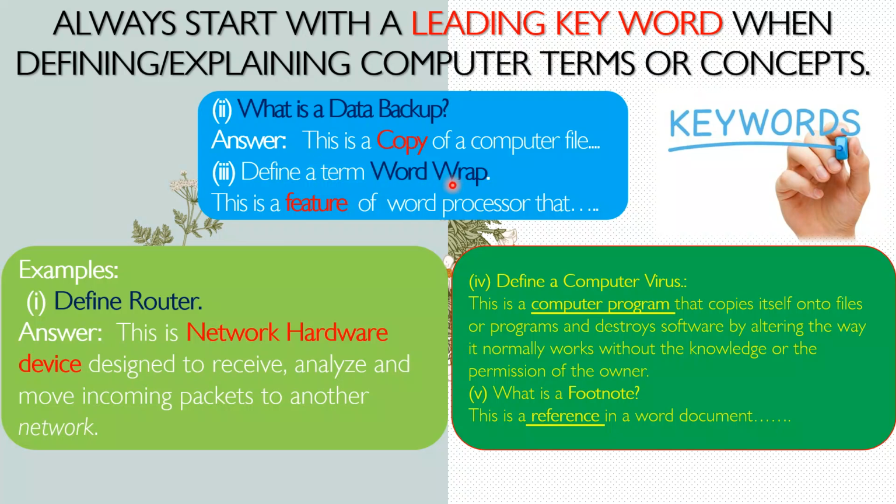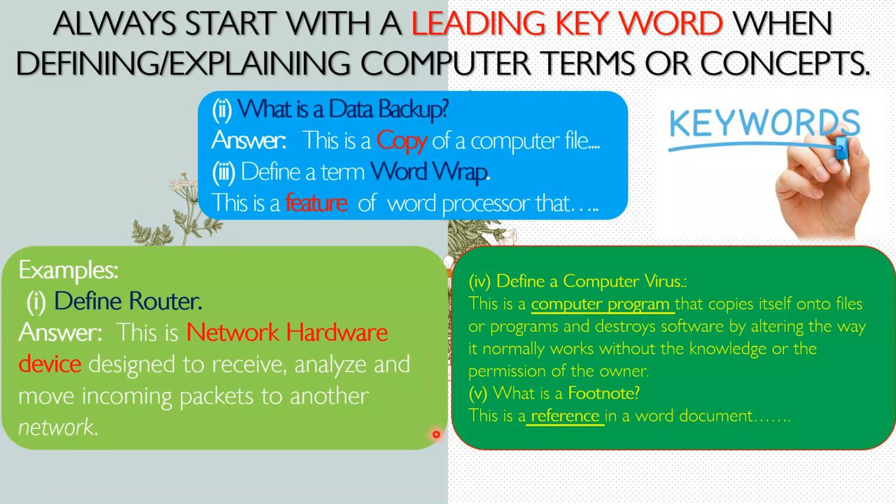Define the term word wrap. This is a feature. Remember when you were starting word processing as a topic, you looked at different terminologies, you looked at features, and we have picked word wrap. You tell us that this is a feature of word processor that automatically moves the cursor to the next line when the current is finished. So at least put a leading keyword: copy, feature, network hardware device.